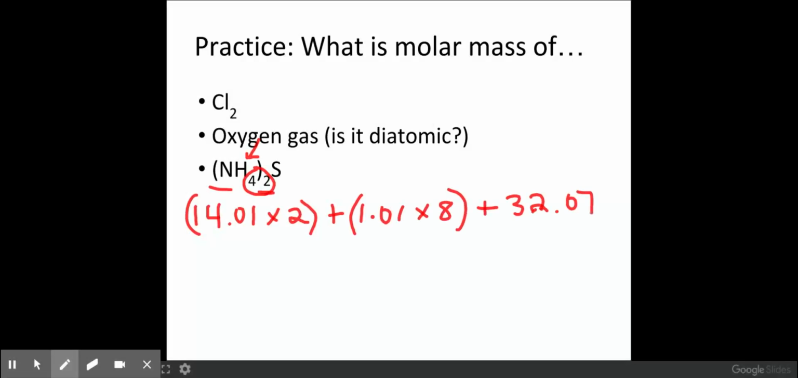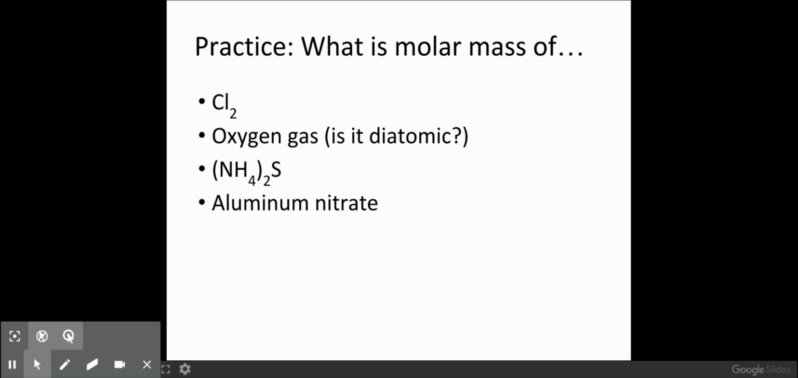So now you can get your calculator, make sure you pay attention to multiplying what's inside the parentheses first, do your order of operations, and if you do that correctly, you're going to get this answer, 68.17 grams per mole.